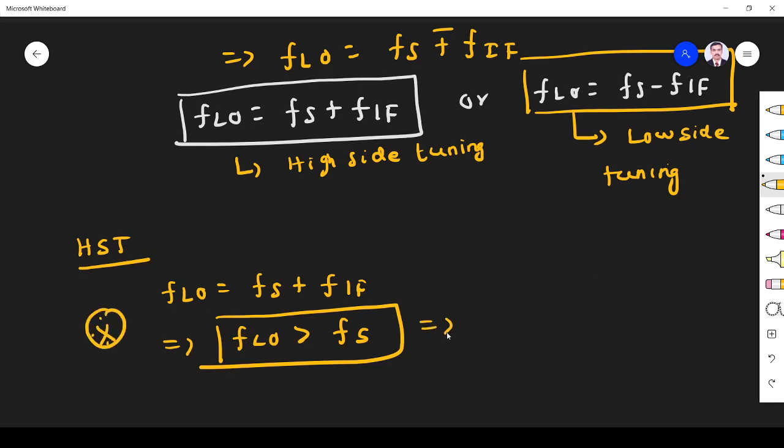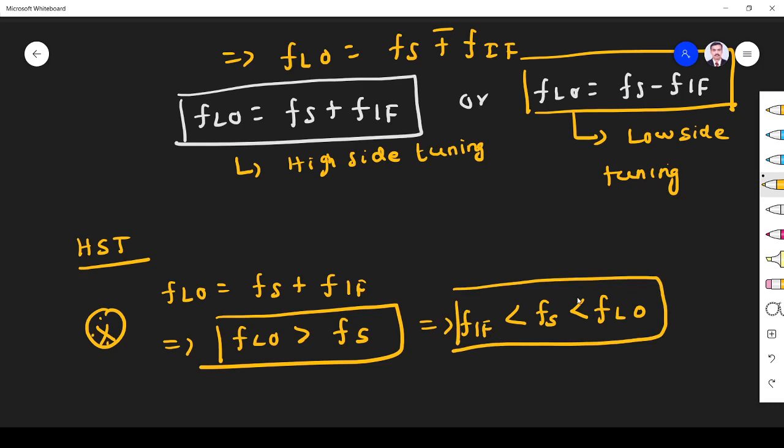So this indicates that in high side tuning, the local oscillator frequency is greater than FS. FS is always greater than the intermediate frequency, because it is an RF frequency. It is in the RF range. The incoming signal is RF, and we are adding something to it, so it will be in RF, but the IF is in the intermediate range. So this is the condition for high side tuning, right?